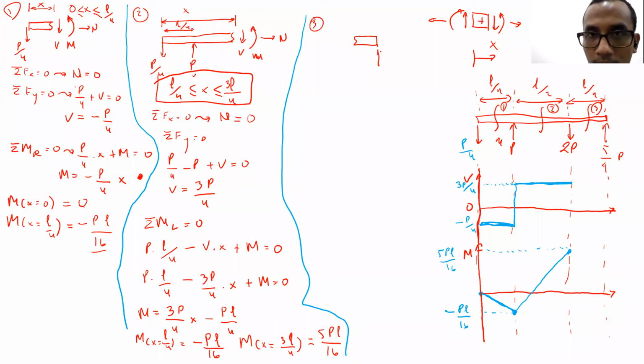And now I have 5P over 4, and this is my x. L minus x. Yeah, L minus x, correct, right? L minus x is from the right. Sorry. L minus x. This one. Still from the left to right. Yes. But L minus x, right?